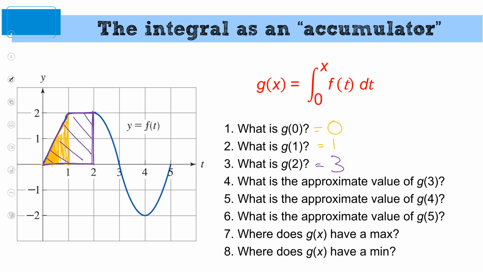What's the approximate value of g of 3? Nope. Or 4. A little bit more than 4. Yeah. So if you look at boxes now, I've got 3 up to here. I'm adding almost a full box, and then maybe half of a box. Like 4.5? Yeah, somewhere around 4.5. I'd guess about 4.5.